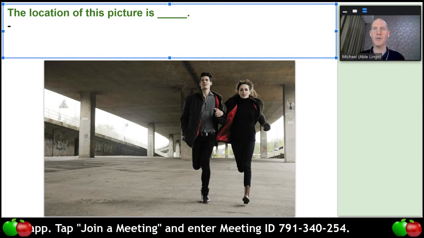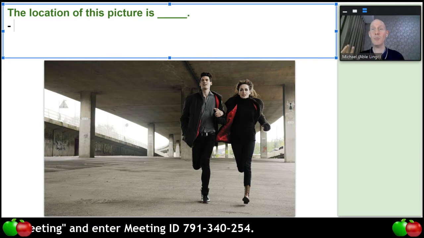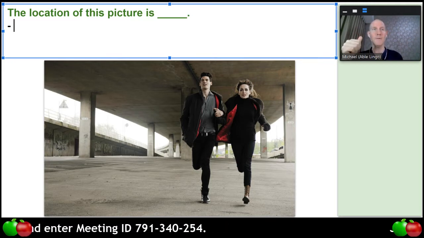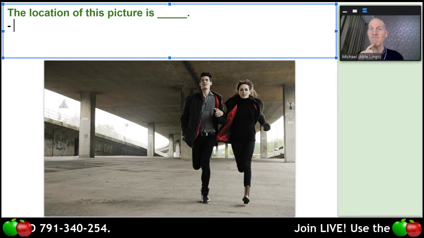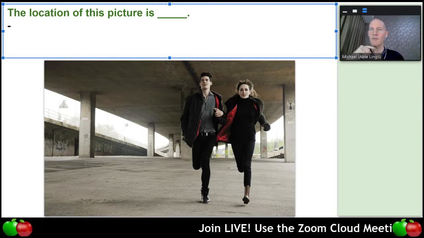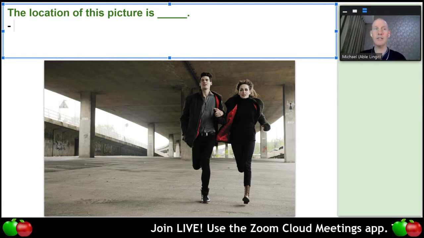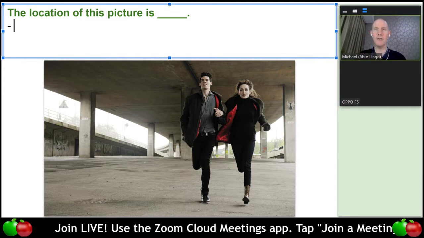I'm looking in the comments. I've got lots of ideas. I have an idea where it is. I didn't take the picture. I found the picture on Pixabay, but we can talk about the location. So I'm looking. Does anybody have an idea? What is the location of this picture? All right. Garden says a garage. Ooh, probably like a parking garage, right?